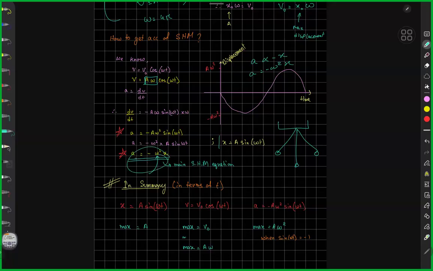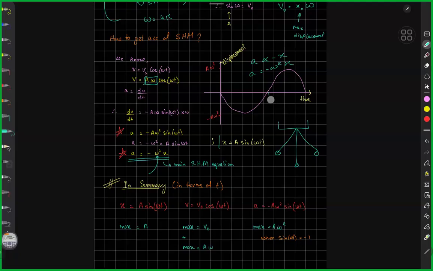What is the acceleration graph? Look at this. It's minus sine omega t, right? And what is the amplitude? A omega square. Got it? A omega square is the amplitude. So look, it is a negative sine curve. Okay, and you can also find the time elapsed using a similar formula as we did, using omega equals theta by t. Okay, you can use this.